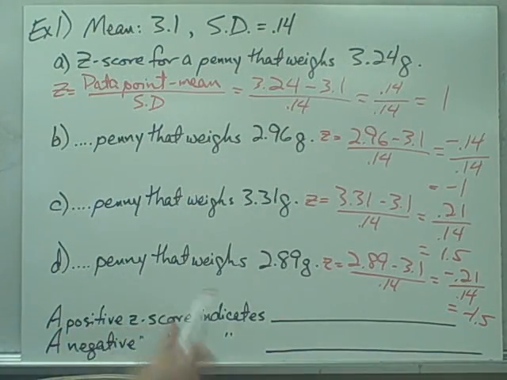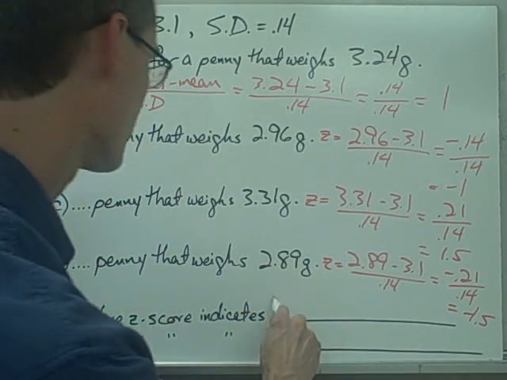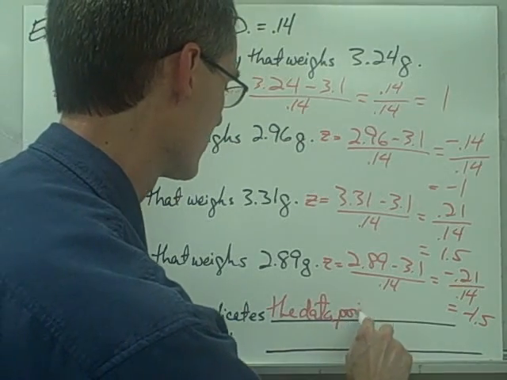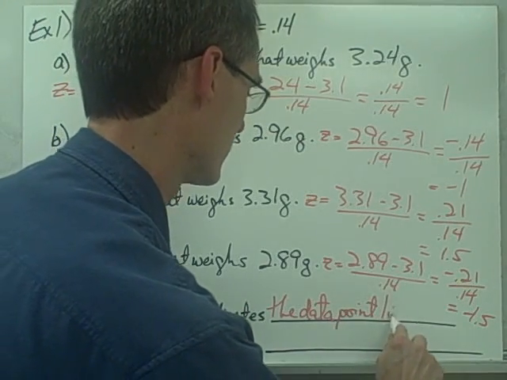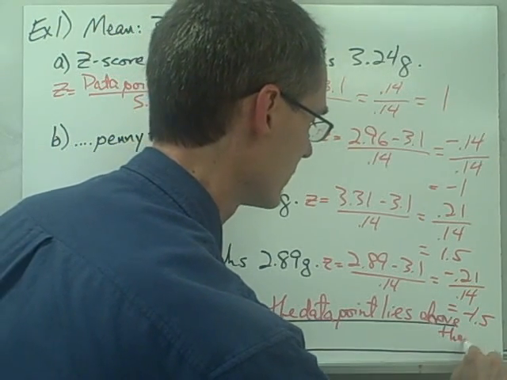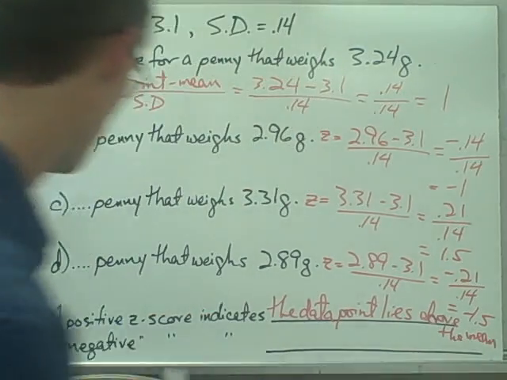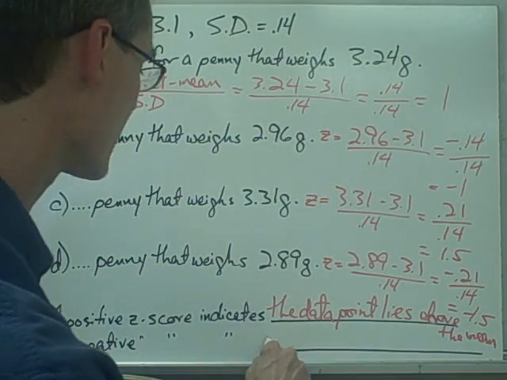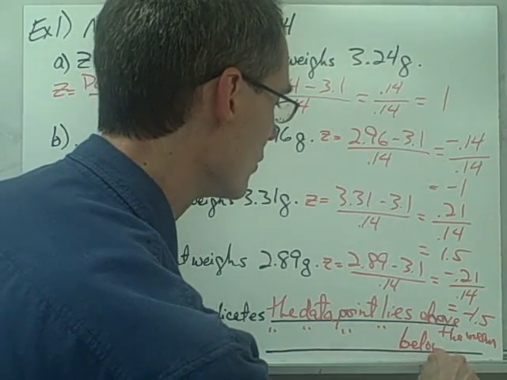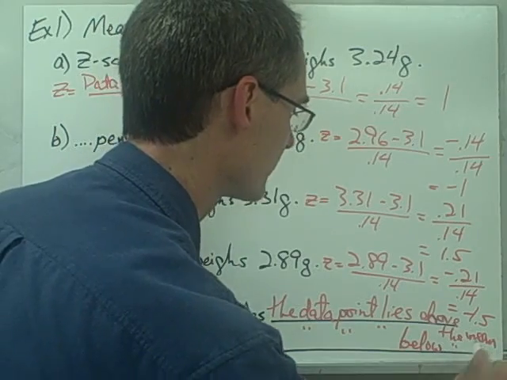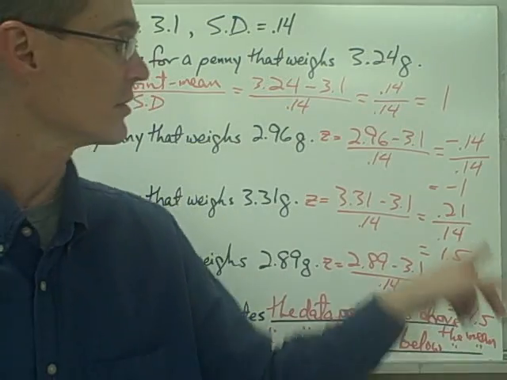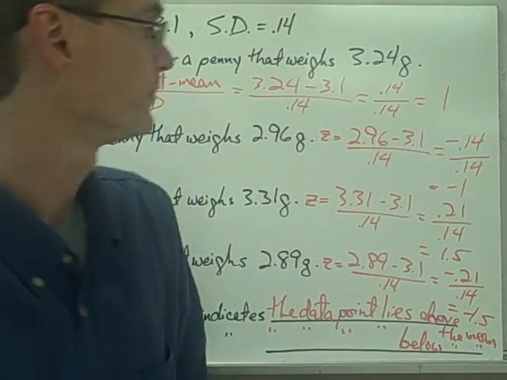So you can see a positive z-score just indicates that the data point lies above the mean. And a negative z-score just indicates that the data point lies below the mean. And then the magnitude of the z-score indicates how many standard deviations that point is away from the mean.